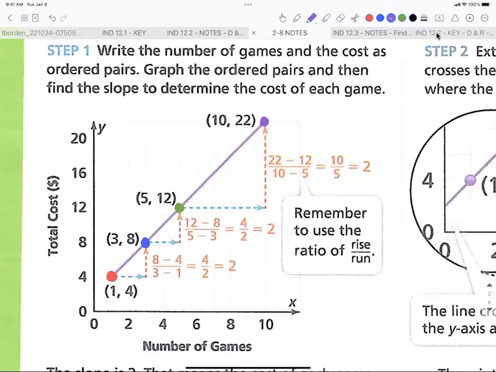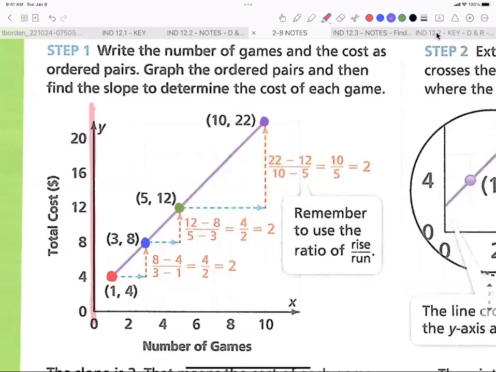Now, notice that my line does not actually touch the y-axis. Again, as a reminder, here's our y-axis. That's kind of the important thing here. That's our y-intercept or our y-axis. Our line doesn't quite get there, and so we need it to get there.